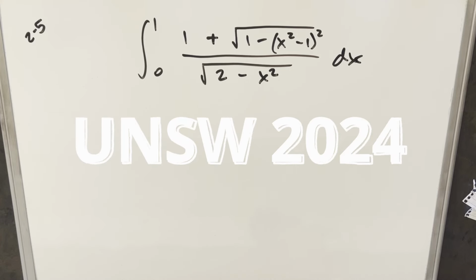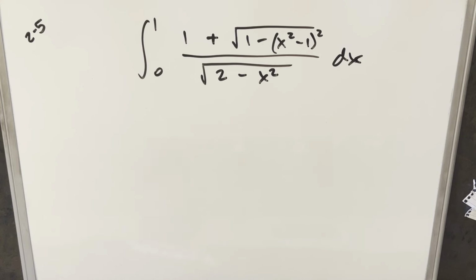Okay, we have an interesting integral from the UNSW Integration Bee 2024. This was round 2, problem 5. We have the integral from 0 to 1 of (1 plus square root of 1 minus x squared, minus 1, all squared) over the square root of 2 minus x squared dx.